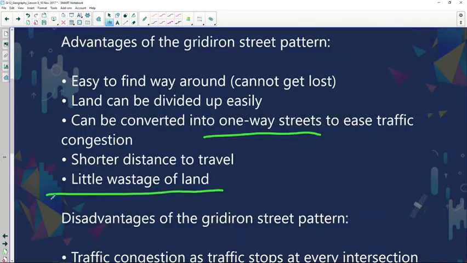Okay, keep in mind when we talk about congestion, it's because there are too many cars in an area and it causes traffic problems. And another factor, especially when you look at the CBD, little wastage of land. Now, what we've seen in the previous couple of slides, that land is very expensive in the CBD, the value of the land. So basically, little wastage of land. We're not going to spend a lot of surface area on roads because of this gridiron pattern.